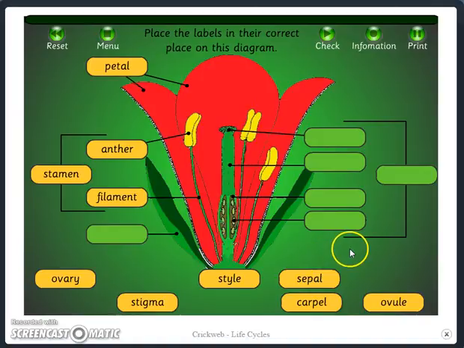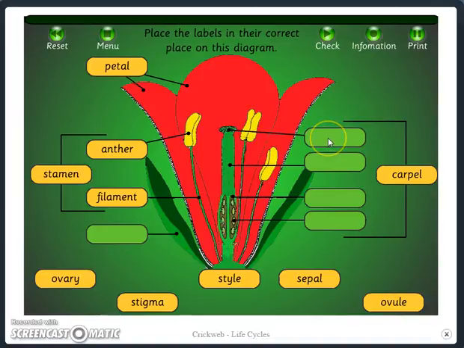Great. Let's move right along and now talk about the female parts of the flower. And the name for all of the female parts of the flower is the carpel. But if you said pistil, you're also correct. These parts are known as either the carpel or the pistil.